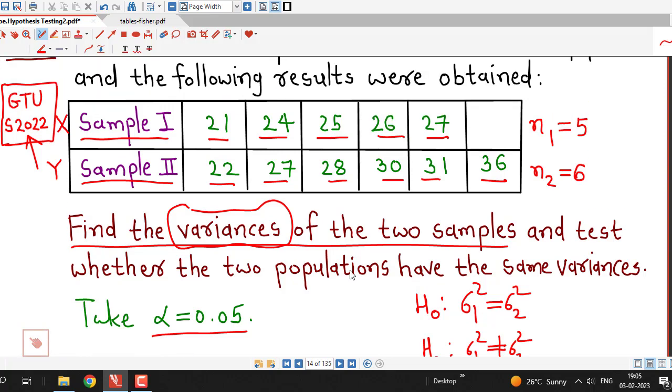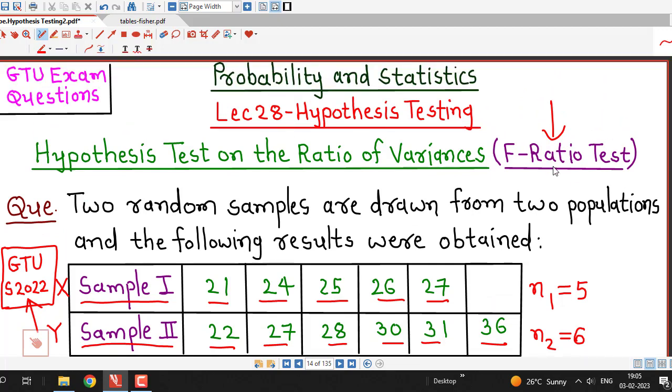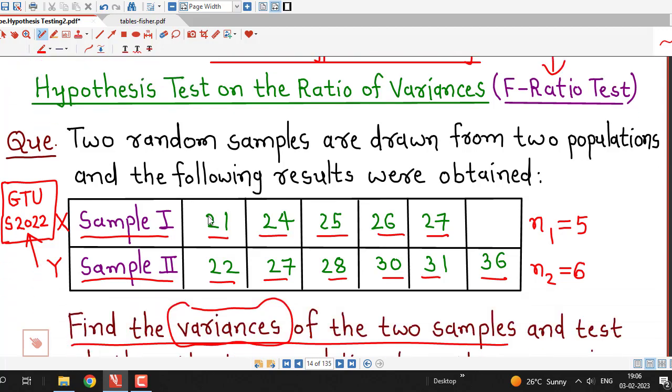Now here, because we are interested in testing the hypothesis that two population variances are equal, we have to apply F ratio test for the equality of two variances. But to apply F ratio test, we must be sure that these two conditions are satisfied. First condition is that two populations must follow normal distribution. The underlying populations must be normal, and second condition is samples must be independent.